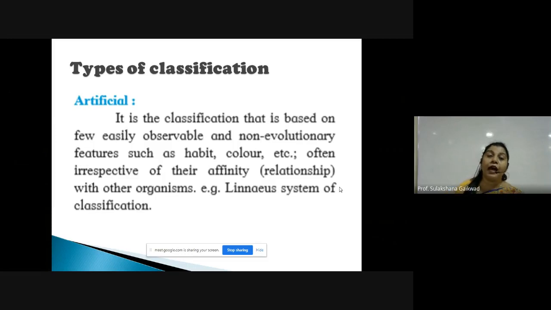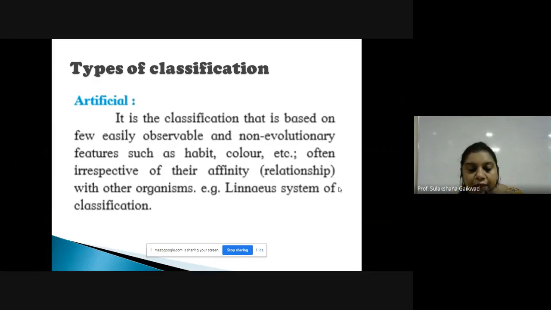The next slide. Here we spoke about the artificial method of classification, which is done by Linnaeus. Linnaeus's system of classification is based on what we can observe. It is not concerned with evolution. This is an artificial method. Only what we can see. We are observing the thing, looking at it, and then placing them. What is similar can be seen, what is dissimilar can be seen, and accordingly we are classifying them. This is the artificial method of classification.